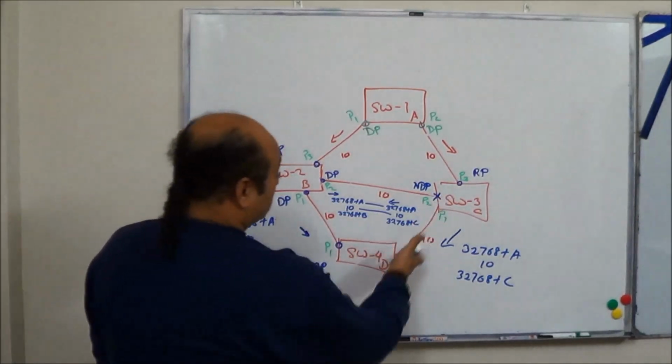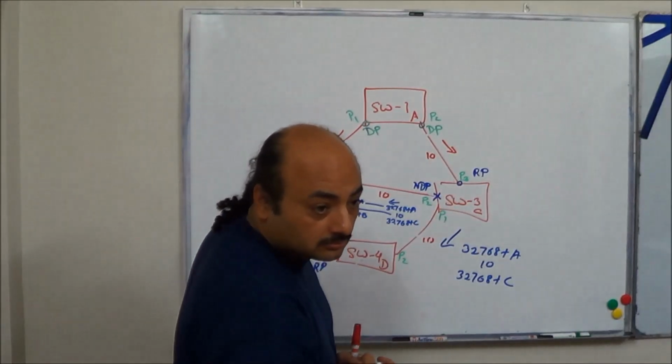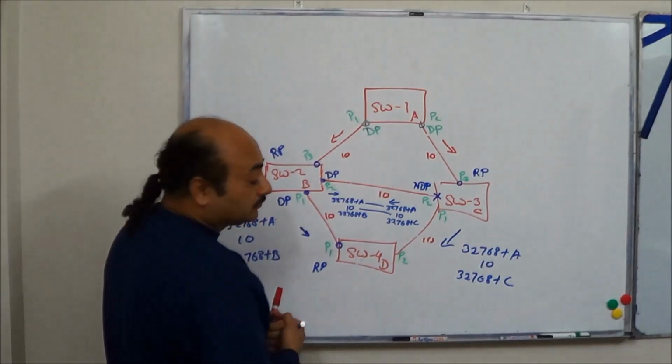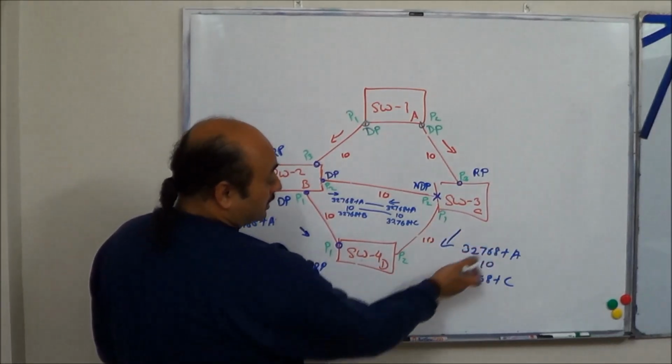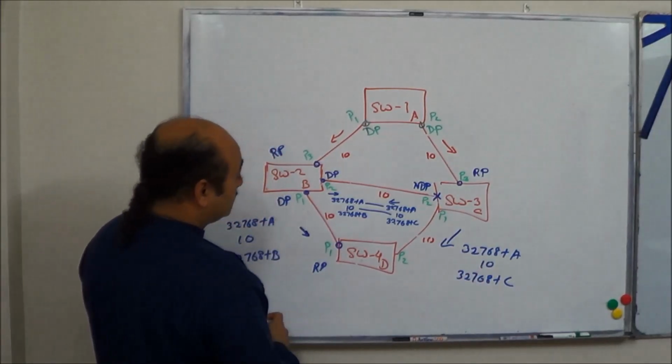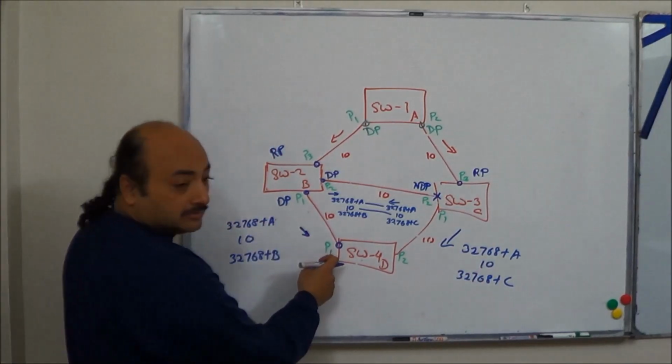Now we have to see which one is going to be blocked here. In this case, who's sending? This is sending 32768 plus A, 10 and 32768 plus C. Now this one is there.